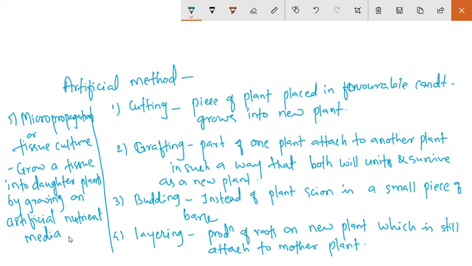Artificial nutrient media. This grows a tissue into a daughter plant by growing on artificial nutrient media. The tissue is kept on the artificial nutrient media, and the tissue multiplies and grows there, producing a number of cells that produce different new plants, and these new plants grow as daughter plants. All these plants grow on the artificial nutrient media, so it is known as the micropropagation technique. So these are the different artificial methods of vegetative propagation.